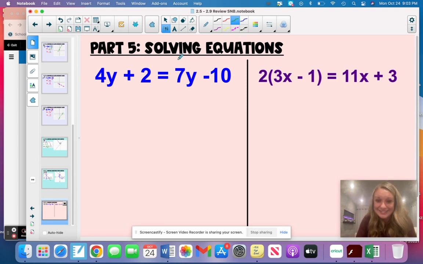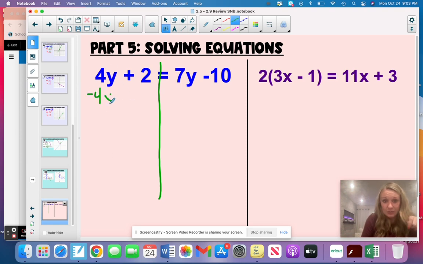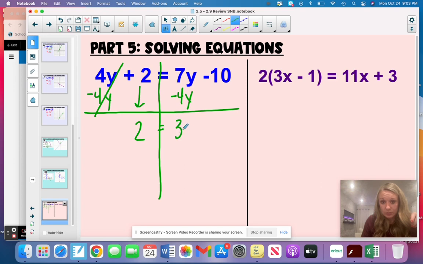All right, looking at this one, we've got variables on both sides. So remember, 4y and 7y, let's move our smaller one first to the other side. So the opposite of a positive 4y is a -4y. And notice that I'm lining it under my like terms. When I move from left to right, these cancel out. I bring down my 2. 7y minus 4y is 3y, and I still have this -10. So I'm good to go with my variables. I already took care of those.